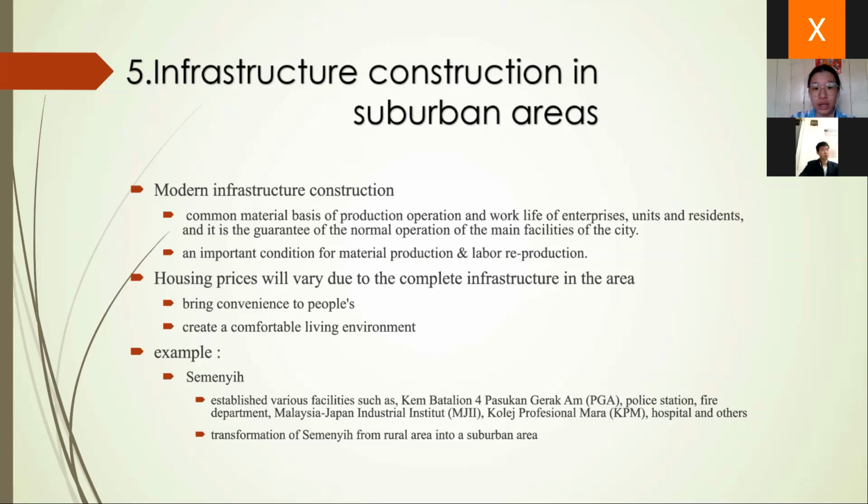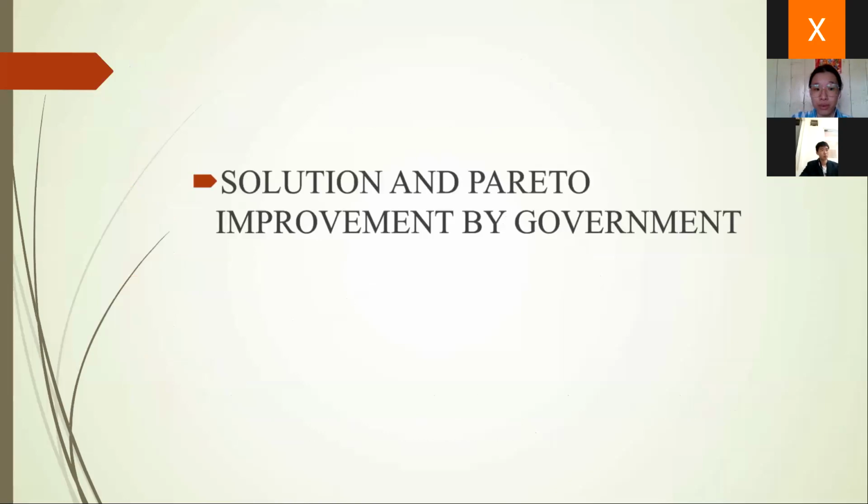This is because a complete infrastructure in an area will bring convenience to people who live there and create a comfortable living environment. For example, Semenyih. The government has set Semenyih as a policy for suburban development with various modern, safe, and comfortable public facilities. The government has also established various facilities such as a camp battalion for Pasukan Gerak Am, PGA, police station, fire departments, and others. This led to the transformation of Semenyih from a rural area into a suburban area and resulted in the increase of housing price in Semenyih. I end my presentation and I will pass my mic to KAIXUAN.